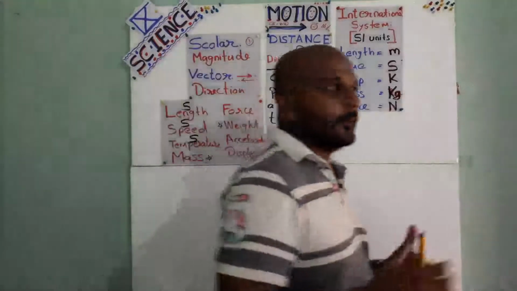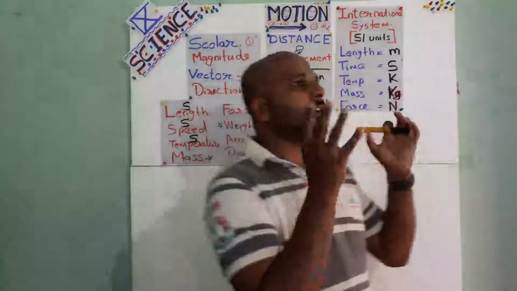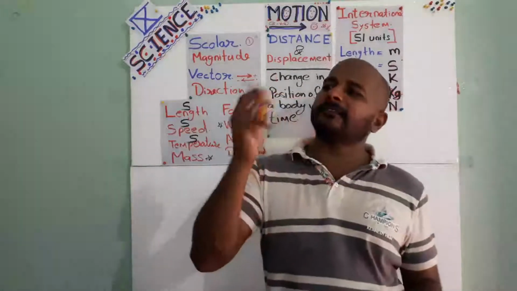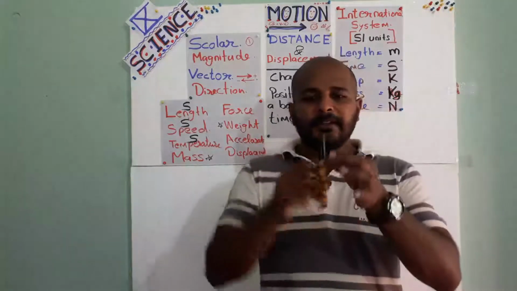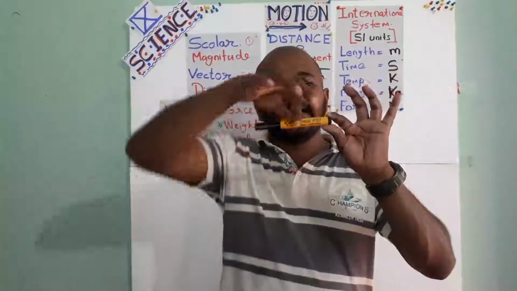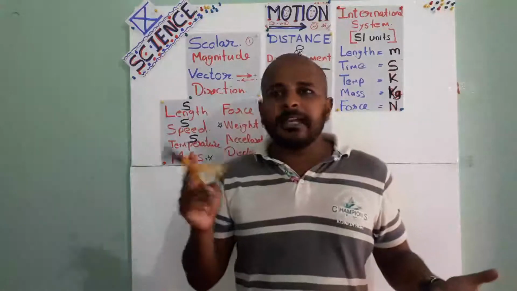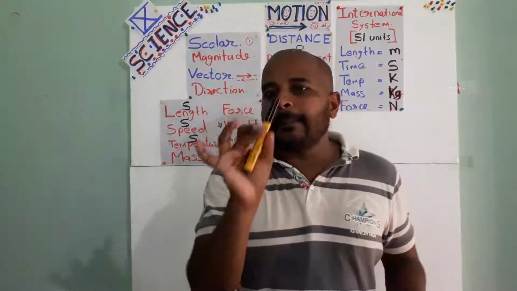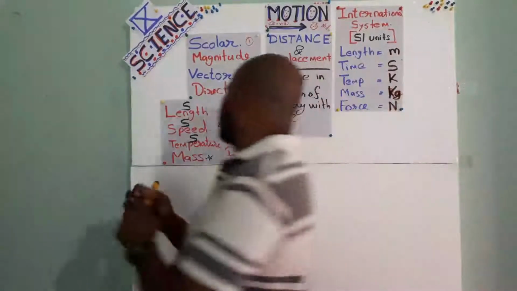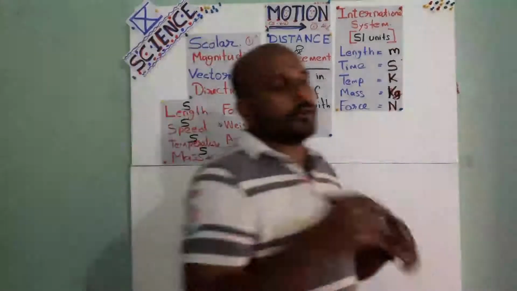Mass means the real weight of a particular thing. For example, the same pen is like 50 grams. If I weigh it like this, it will come 50 gram. If I weigh it like this, it will come 50 gram. So there is no dependence on direction in the case of weight also. So mass also, we can say, is a scalar quantity.